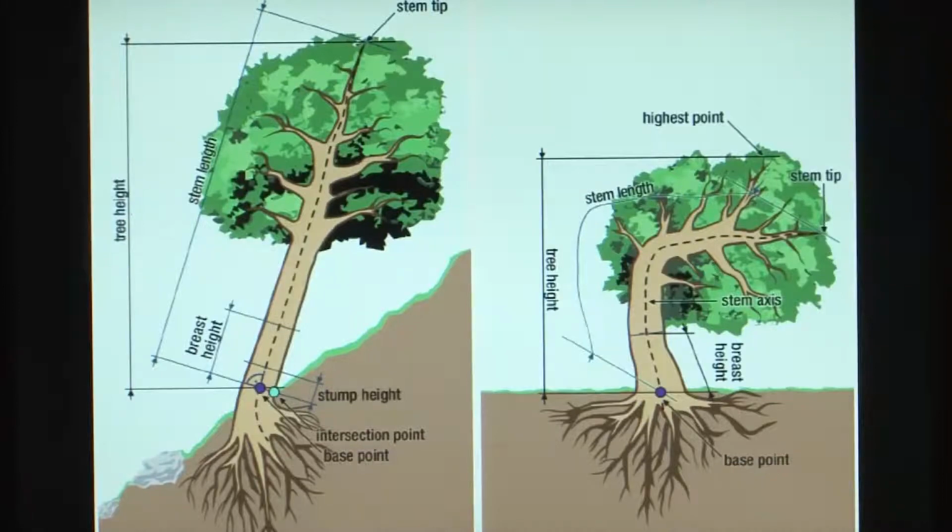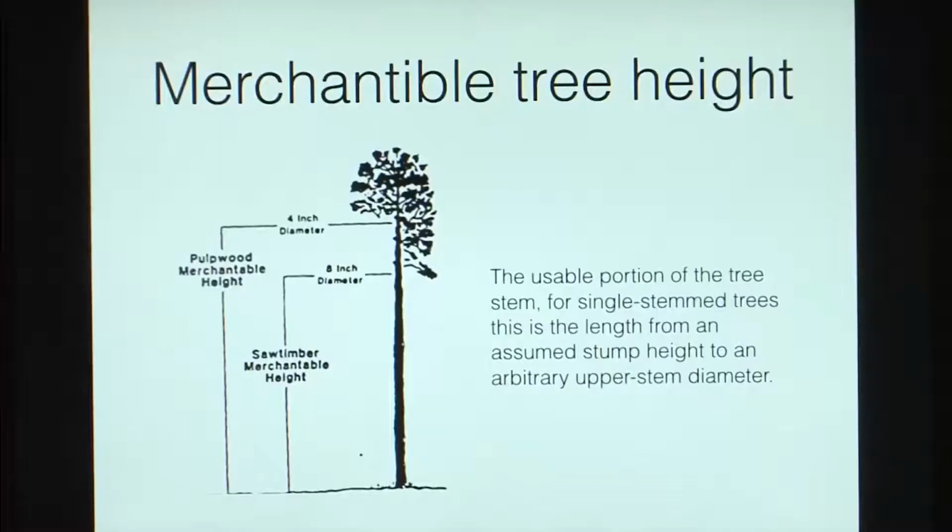Now, in forestry, we use trees for the extraction of timber for commercial uses. So, for commercial uses we also define some other terms. So, one such term is the merchantable tree height. It is the usable portion of the tree stem. For single stem trees, that is the length from an assumed stump height to an arbitrary upper stem diameter. So, what does that mean?